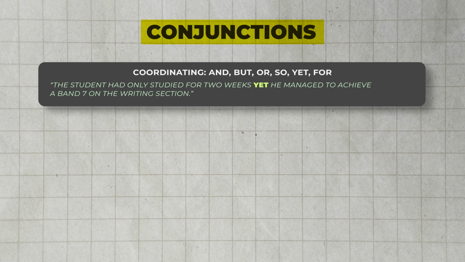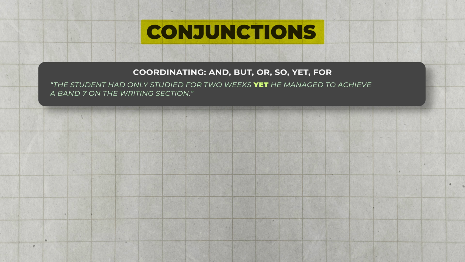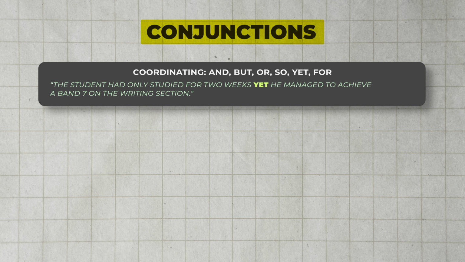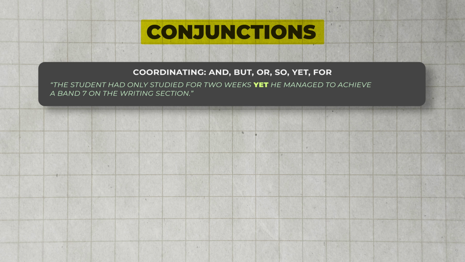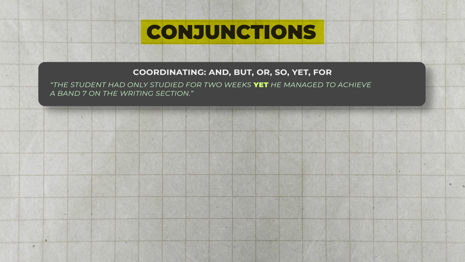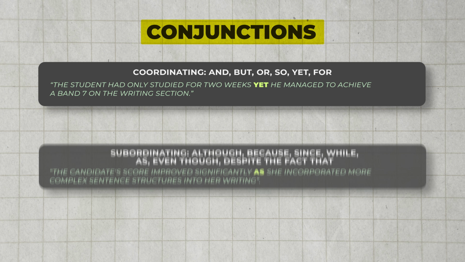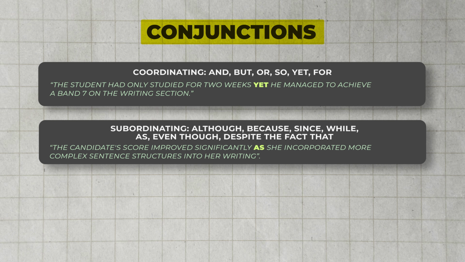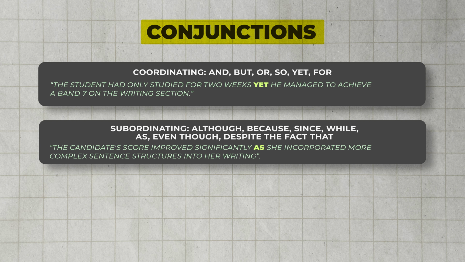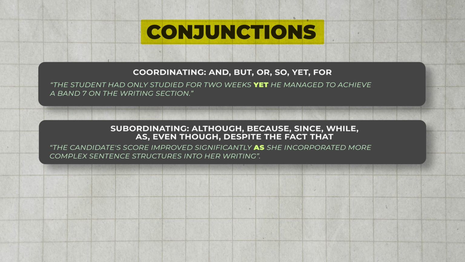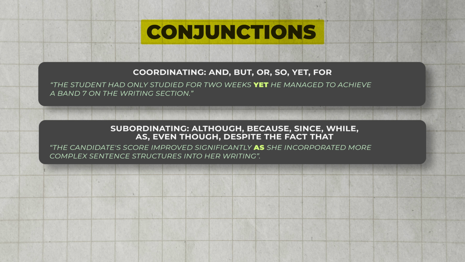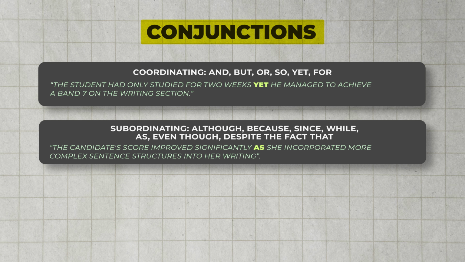Another easier way to create more complex sentences is using conjunctions. Coordinating: and, but, or, so, yet, for. The student had only studied for 2 weeks, yet he managed to achieve a band 7 on the writing section. Subordinating: although, because, since, while, as, even though, despite the fact that. The candidate's score improved significantly as she incorporated more complex sentence structures into her writing.